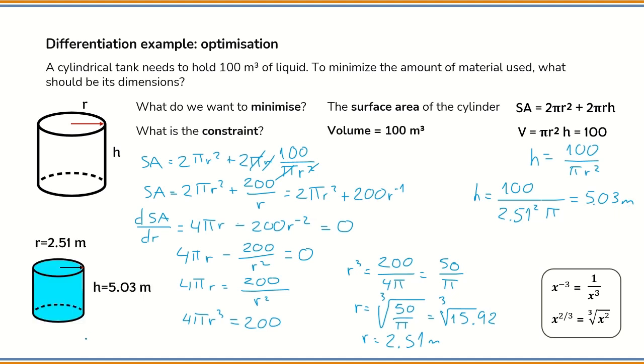So the cylinder with the minimum surface area is the one that has a height of 5.03 meters and a radius of 2.51 meters.